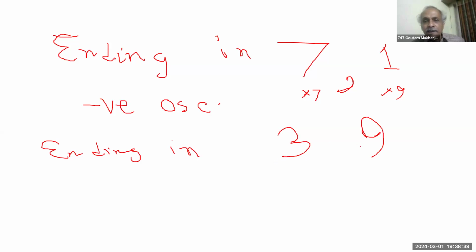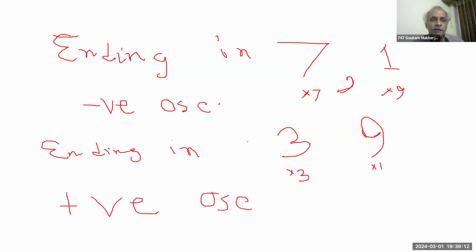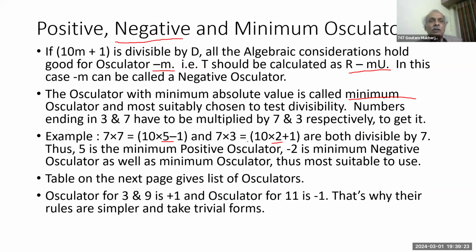So ending in 3 and ending in 9, because when you multiply by 3, we get ending in 9. Here, ending in 9 is important, ultimately. Multiply by 1 means it is itself. So here you have to use positive oscillator. So you have noted down that ending in 7 and ending in 1, negative oscillator; ending in 3 and ending in 9, we use positive oscillator. I come back here. For 7 it is either 5 or minus 2. I should use minus 2.